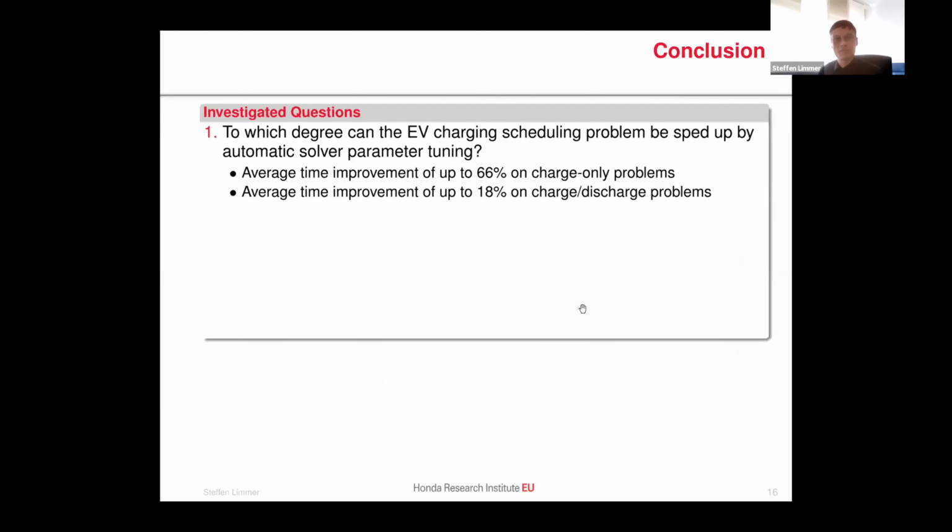Okay, so as conclusion, let's come back to the initial questions. The first question was to which degree the charging scheduling can be accelerated with help of the solver parameter tuning. We have seen that this depends on the problem variant. For the variants where only charging is possible, an average runtime improvement of up to 66% was achieved. For the variants where also discharging is possible, the improvements were less, but still up to 18%. So we can say in both cases, notable improvement in the runtime or speed up was achieved.